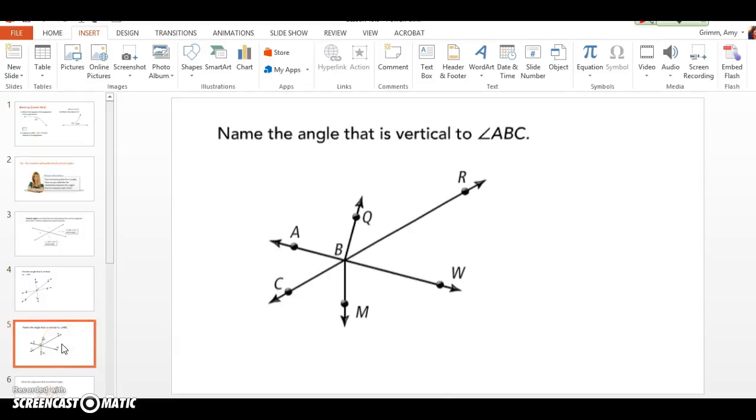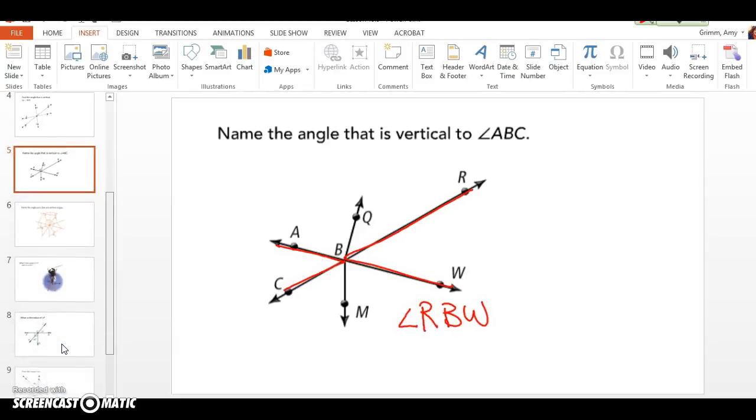All right. Next one. Name an angle that is vertical to ABC. Stephen? RBW. Yes. So here's ABC. So our vertical angle is RBW. So I write angle RBW.